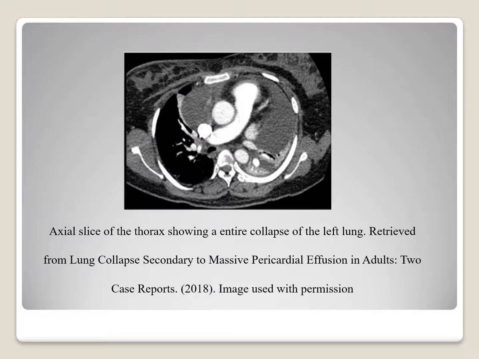This image is an example of atelectasis, showing an axial slice through the thorax with an entire collapse of the left lung. It is also a contrast study, as you can see many of the great vessels are highlighted. On a normal slice of the thorax, the hyperdense area on the left side would appear black, matching what is shown on the right side of the chest.